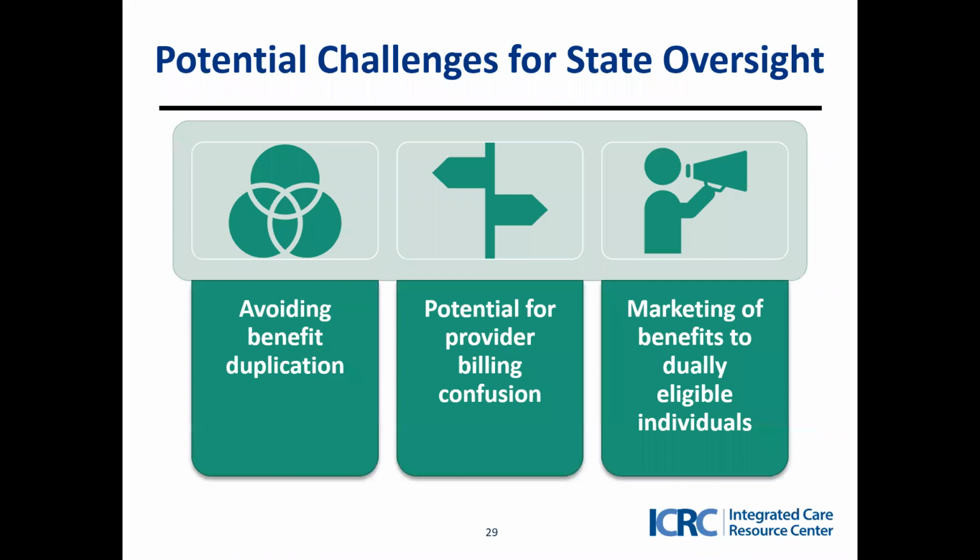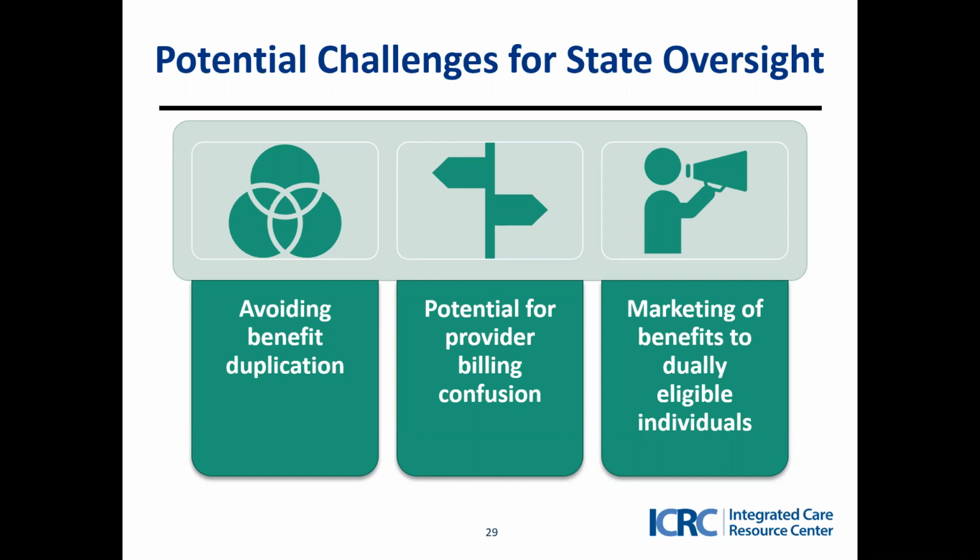Okay, so let's talk about the potential challenges to state oversight. We talked about how supplemental benefits cannot be duplicative of existing Medicaid benefits. So one solution here is for states to create an ongoing dialogue with DSNPs about benefit design, which can be done through regular quarterly or semi-annual meetings. States also have the opportunity to coordinate with DSNPs before the plans submit their bids to CMS.